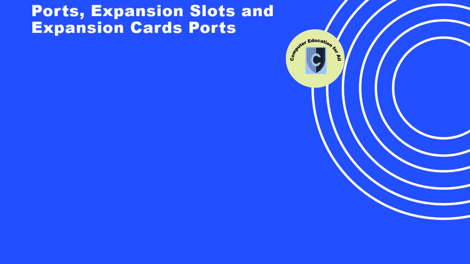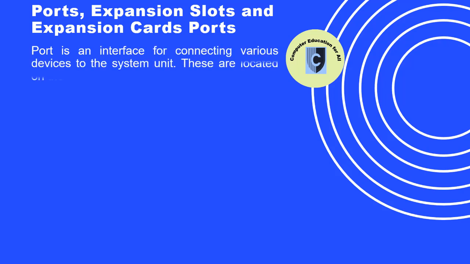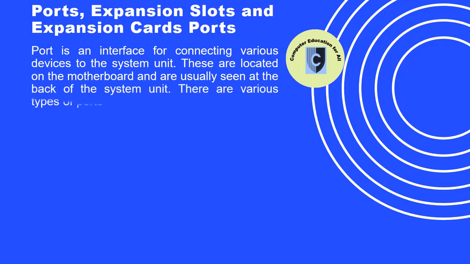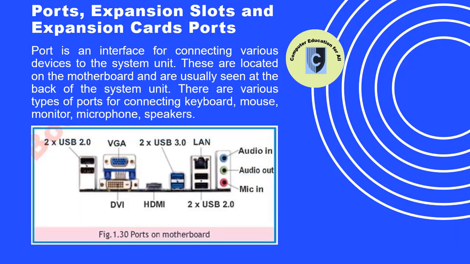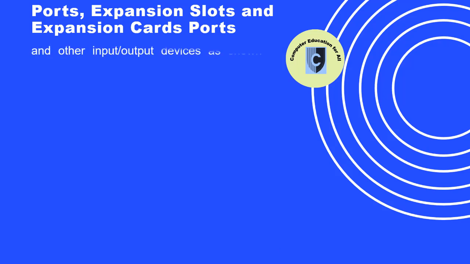Ports, expansion slots, and expansion cards. Ports. Port is an interface for connecting various devices to the system unit. These are located on the motherboard and are usually seen at the back of the system unit. There are various types of ports for connecting keyboard, mouse, monitor, microphone, speakers, and other input-output devices as shown in Fig. 1.30.